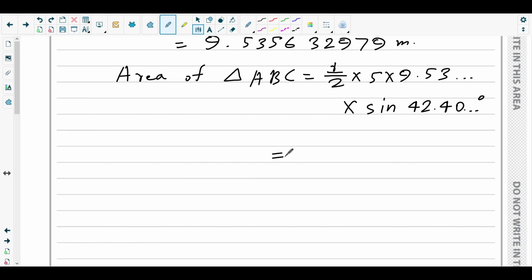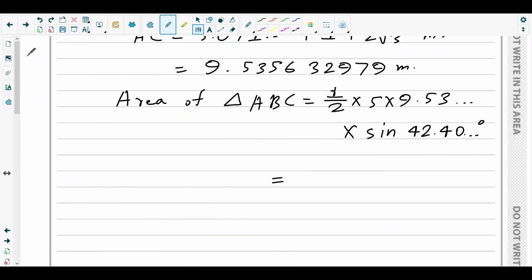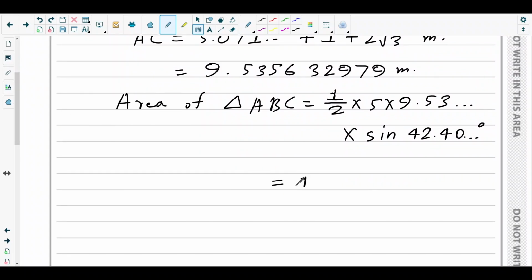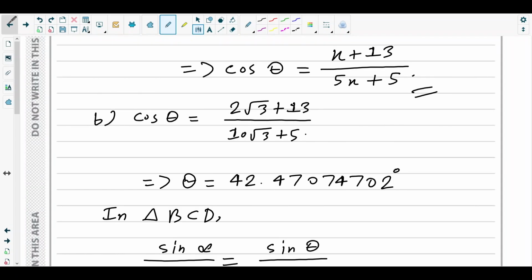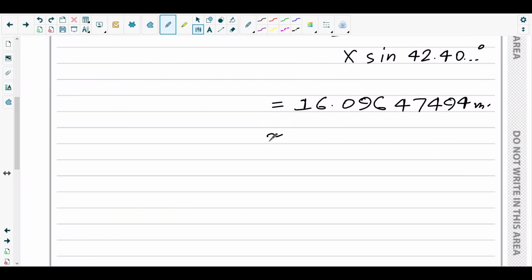Okay, so 9.53563299 times 5 times half, and then times sine, the exact value is sine 42.47074702 degrees. Okay, so that would give you 16.096 meters squared. So up to 3 significant figures we can write. Okay, they asked for 1 decimal place. So up to 1 decimal place we can write 16.1 meters squared.